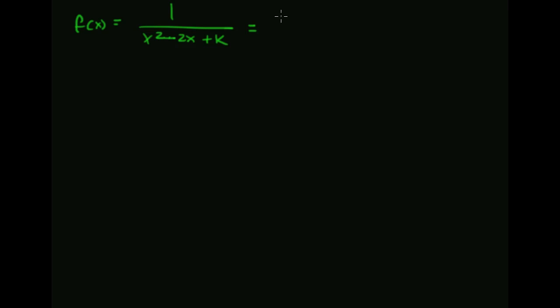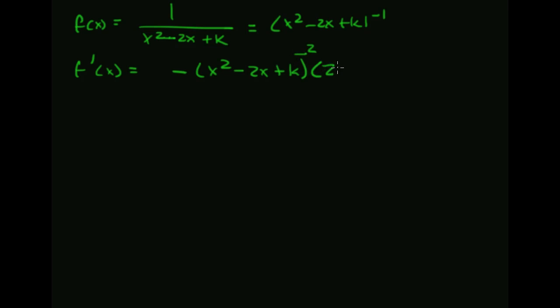I think I'm going to do it this way. Let's make this equal to (x squared minus 2x plus k) to the negative 1, which means f prime of x is going to be negative (x squared minus 2x plus k) to the negative 2 times (2x minus 2). So another way of writing that is, if I bring that negative into this, it's going to give me 2 minus 2x over (x squared minus 2x plus k) squared. I think I did that using the quotient rule in the problem set, but you can also do it this way using the chain rule.